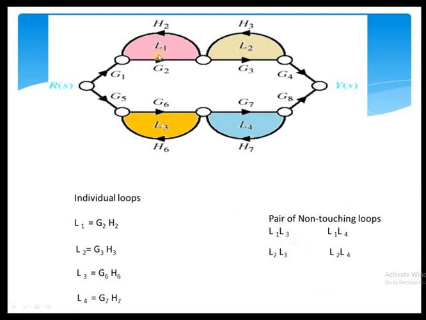Just now we compared L1 with L2. There is a common node here, so it is a touching loop, but we need a non-touching loop. So when comparing L1 with L3, there is a combination L1, L3 and L1, L4. When comparing with L2, L2, L3 and L2, L4 is another set of combination.